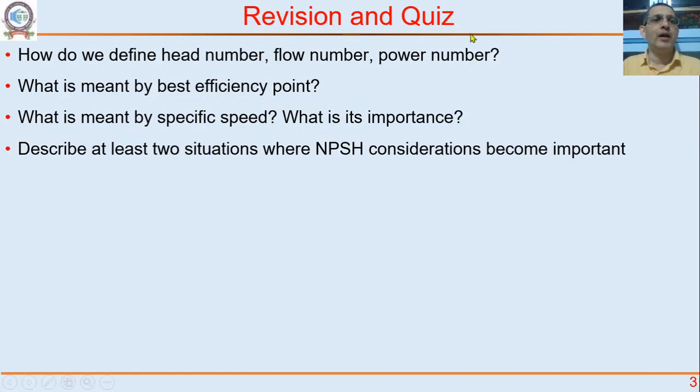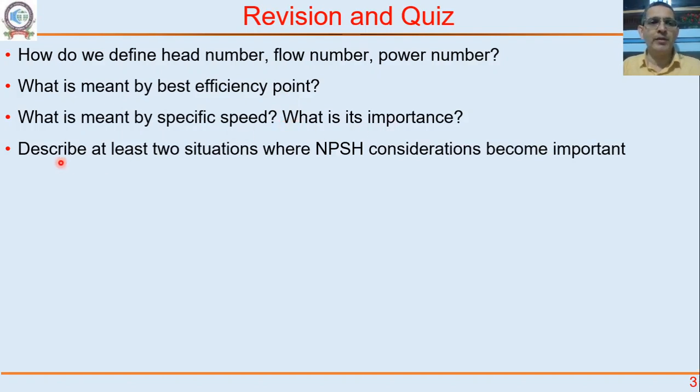Just to revise what we had done in the last class so that we are better prepared for this class. How do we define head number, flow number and power number? Why do we need to define them? That is another question. What is the importance? What is the advantage? What is the utility of defining this head number, flow number and power number? What is meant by best efficiency point? What is meant by specific speed and what is its importance?